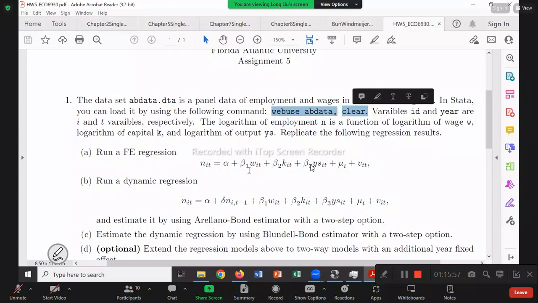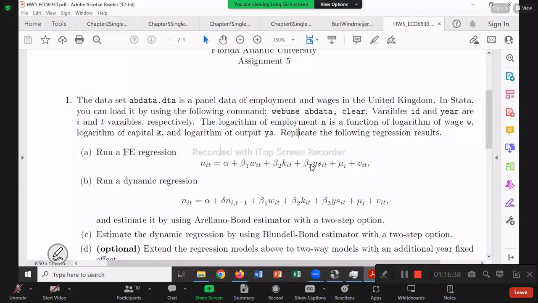In this data set, we have a couple of variables. The left-hand side variable is N, the right-hand side are W, K, Y, S. What are they? N is the log of employment. W is wage. K is capital. YS means the log of output. So basically, we try to study something like input and output. Inputs are the workers' wage, capital, and so on, and we try to study their impact on our output, which is N, the number of employees.